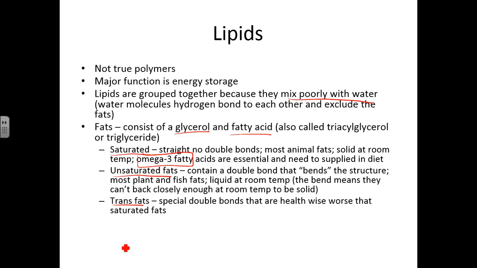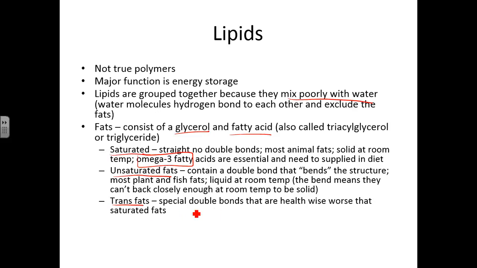Interesting. Unsaturated fats contain a double bond that bends the structure. Most plant and fish fats. Liquid at room temperature. The bend means that they can't pack closely enough to be a solid at room temperature. So they are liquid. So think about your olive oil and your vegetable oils.